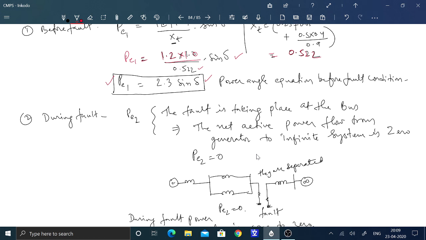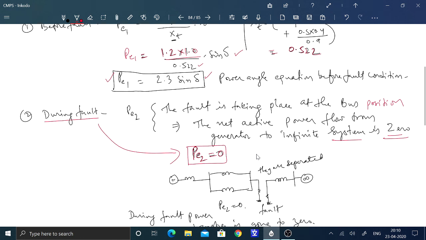Now in case of the during fault condition, the fault is taking place at the bus position. So the net active power flow from the generator to the infinite bus system is 0. So under this condition PE2 is 0. The active power flow from the generator to the infinite bus system during the fault condition, PE2, is equal to 0.